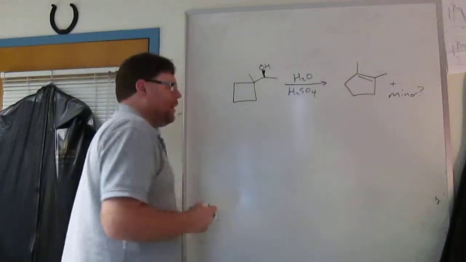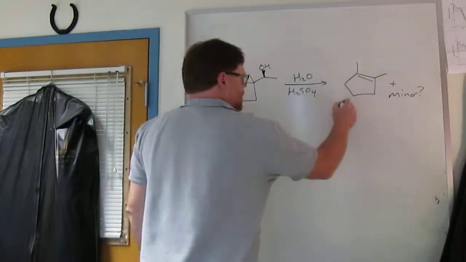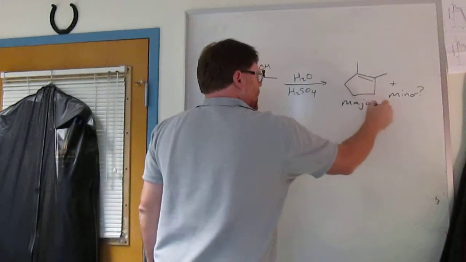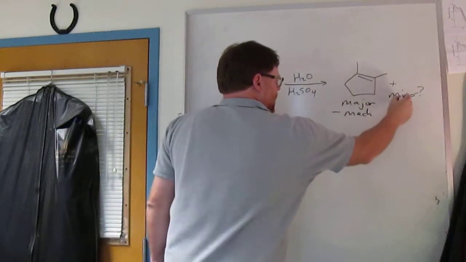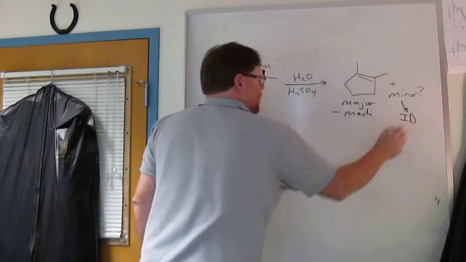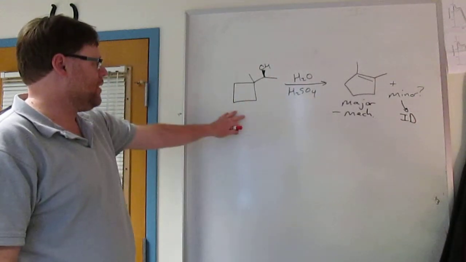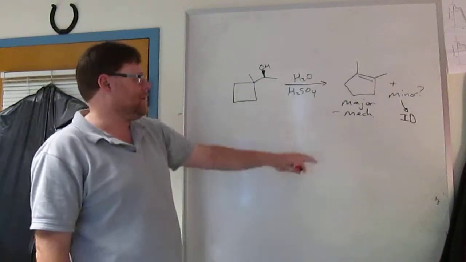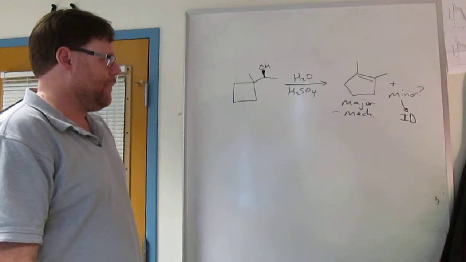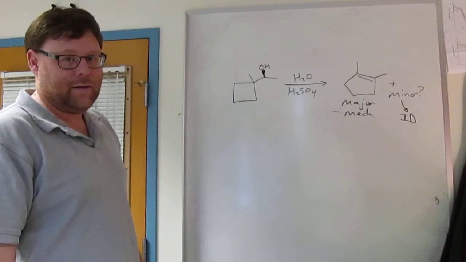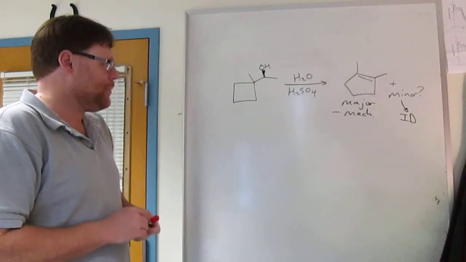Okay, in this problem, I'm going to ask you to provide a mechanism for the observed product. So this is the major product. I'm asking you to provide a mechanism for this and identify any possible minor products. Hit pause. Here's the reagent, here are the conditions, here's the product. Provide a mechanism for that, and provide the identity of any minor products. Hit pause, take that away.